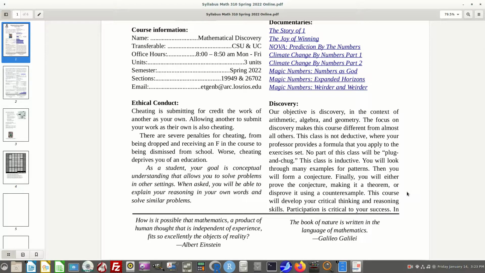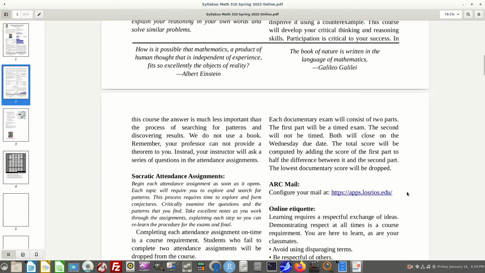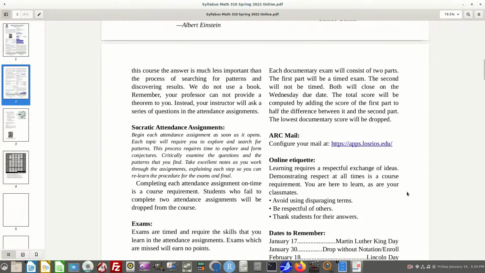Participation is critical to your success. As you're answering each part of those questions, you're doing that participation. In this course, the answer is much less important than the process of searching for patterns and discovering results. We do not use a book. Your professor cannot provide a theorem to you. Instead, your instructor will ask a series of questions in the attendance assignments. So what are our attendance assignments? Well, they're Socratic. So begin each attendance assignment as soon as it opens.